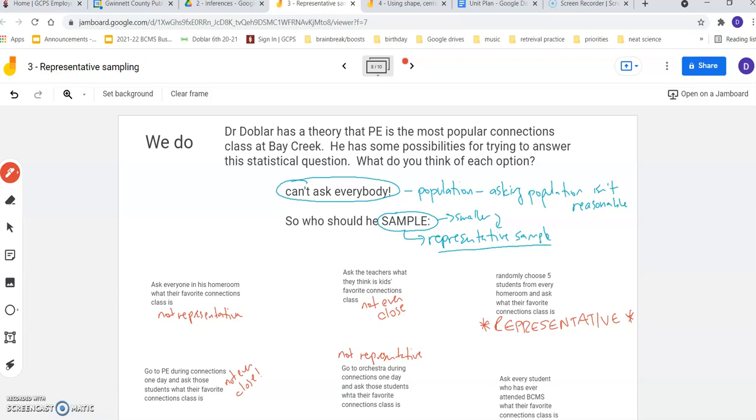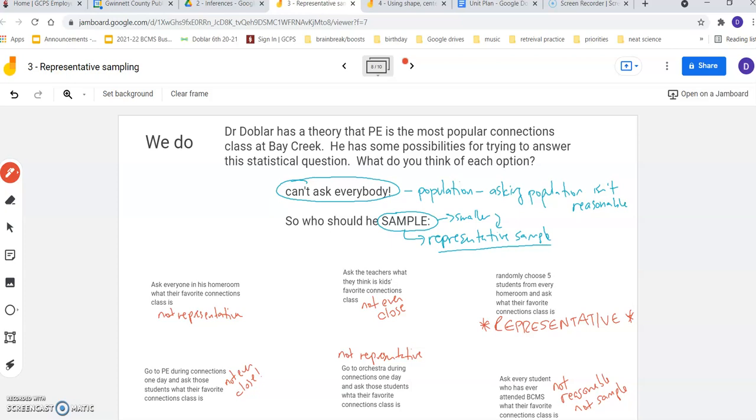Okay? What about ask every student who has ever attended Bay Creek Middle School what their favorite connections class is? That's how I would get the most accurate results, but I'm never going to be able to do that. That's not reasonable. That's not a sample even at all. That's a population. I just can't do that. I don't have access to everybody who's ever gone to the school. I don't know where to find them. I don't know how to contact them, and it would just take me forever.